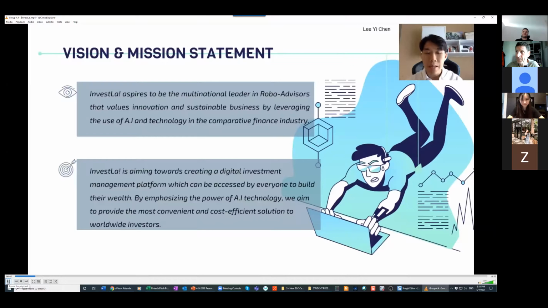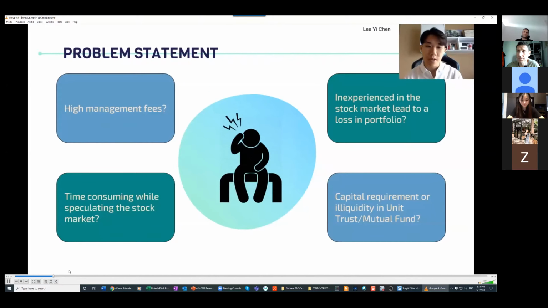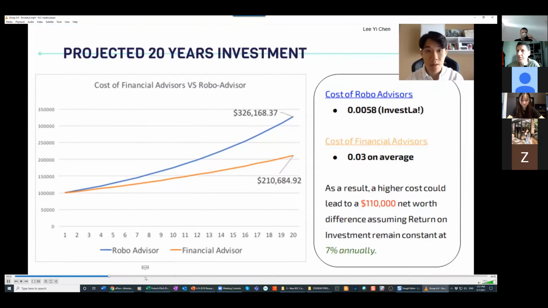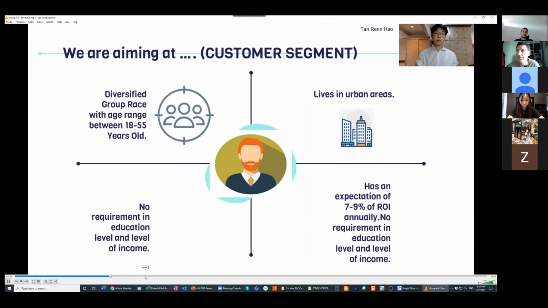Industry. Furthermore, the company is on a mission to create an investment management platform which can be accessed by everyone to build their wealth. By emphasizing the grid, most importantly, are you a new investor in the stock market with little experience, leading to a buy high and sell low scenario, causing a loss in your portfolio, with a management fees of 58 basis points? And for our targeted customer segment, the target segment of customers will be Malaysians that own a smartphone.